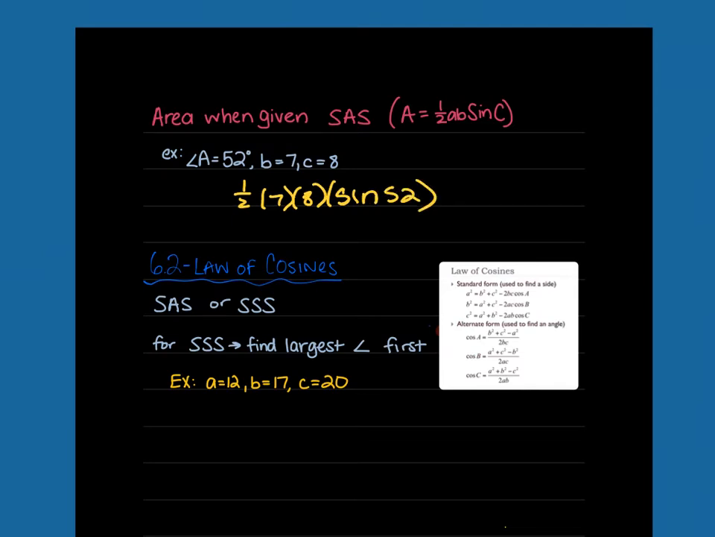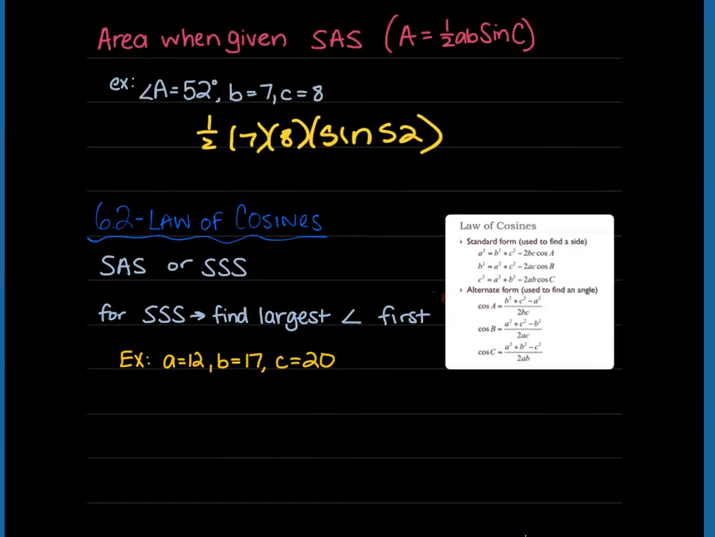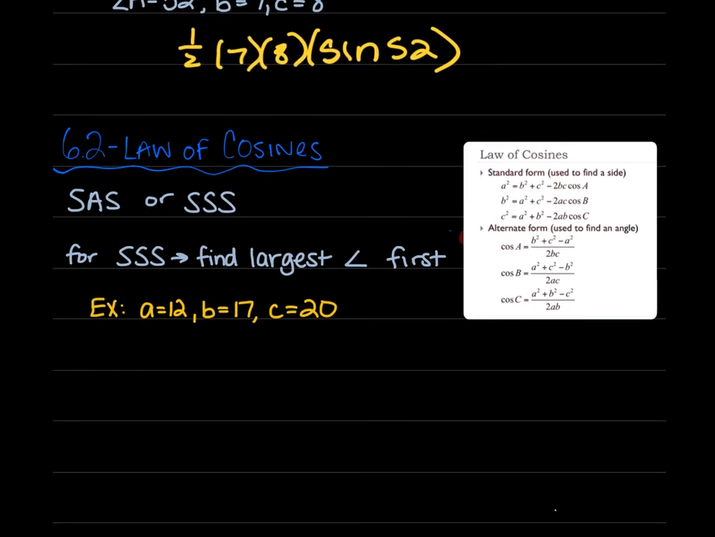Then came law of cosines. So law of cosines, the formulas were more complicated, but it wasn't as tricky, right? As long as you stuck to law of cosines, you were safe. So in these cases, you got side angle side, or you got side side side. And the trick there was to make sure that if you got side side side, you started with the largest angle first. Then you could switch to law of sines if you wanted to.